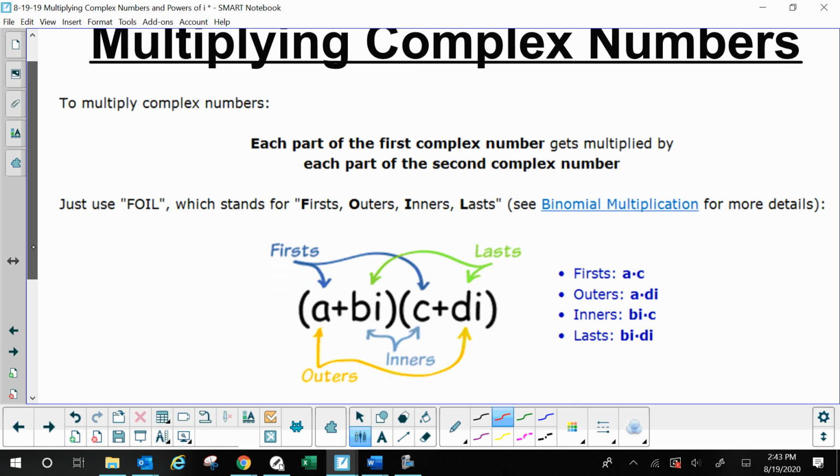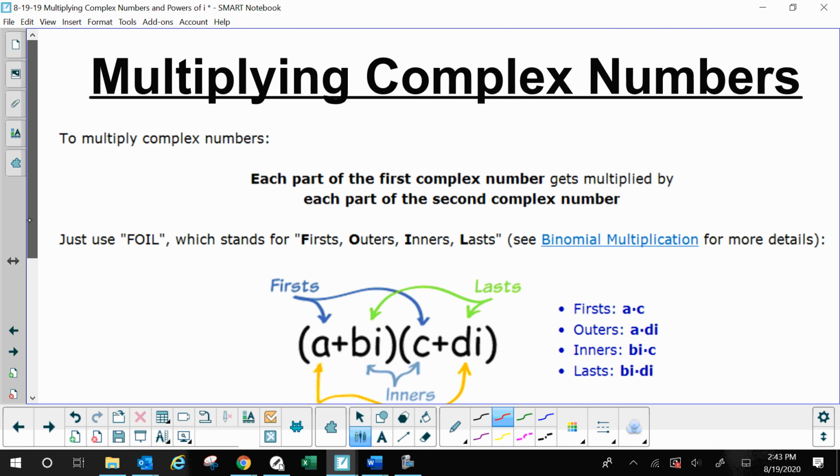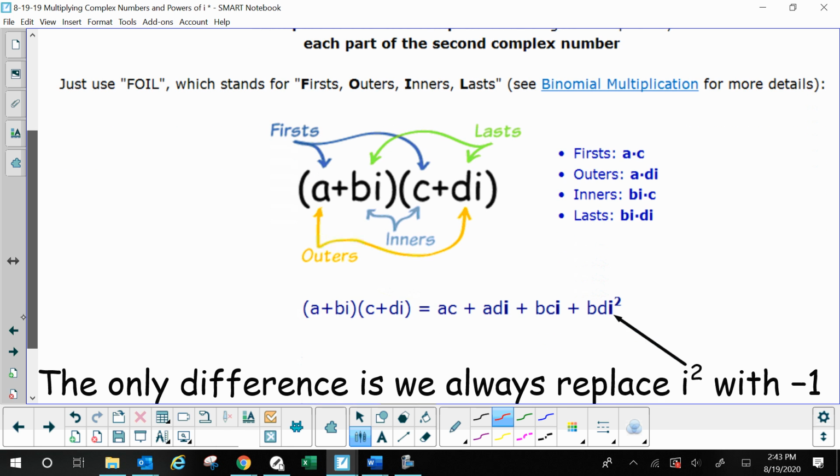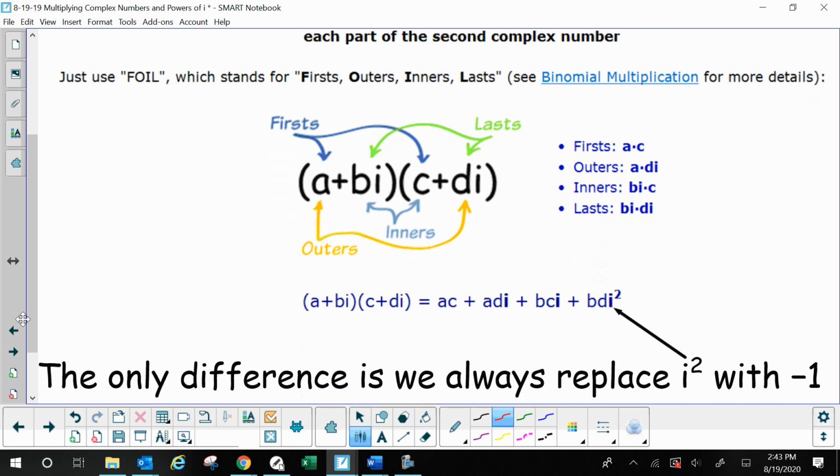Cool. So the next thing we need to talk about is multiplying complex numbers. You're probably going to have two binomials, and you have to use FOIL, or you can just think of that as distributing. But you know how to multiply binomials. You've done that forever. So when you get to this part where you're multiplying your i's, this is going to end up giving you an i squared. So when you get that number, you replace i squared with a negative 1.